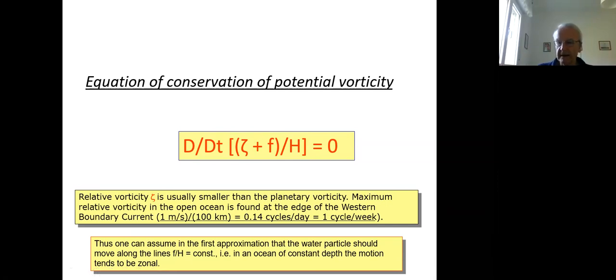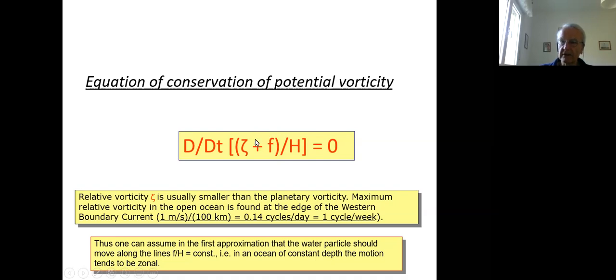Which is what we mentioned last time, that that means that the particle will be moving along the lines of theta plus f divided by h, along the lines of the ratio between the potential vorticity and the total depth of the ocean. Or in the first approximation, usually the theta, the relative vorticity, so that means the vorticity of the fluid, is smaller, an order of magnitude at least, than the planetary vorticity.